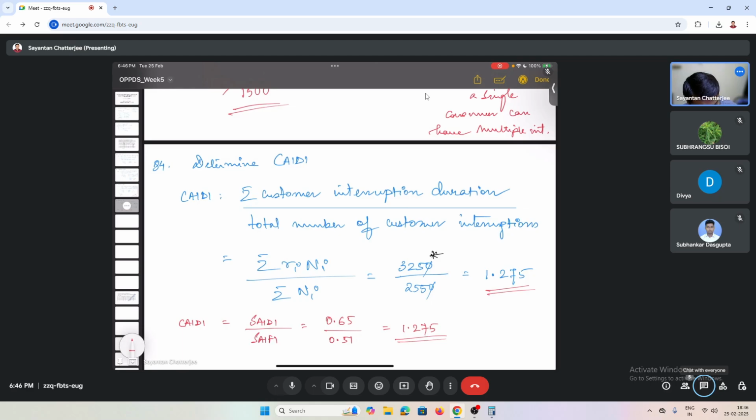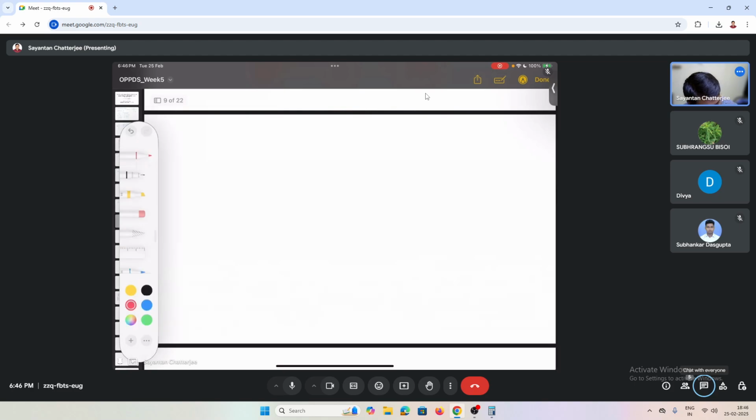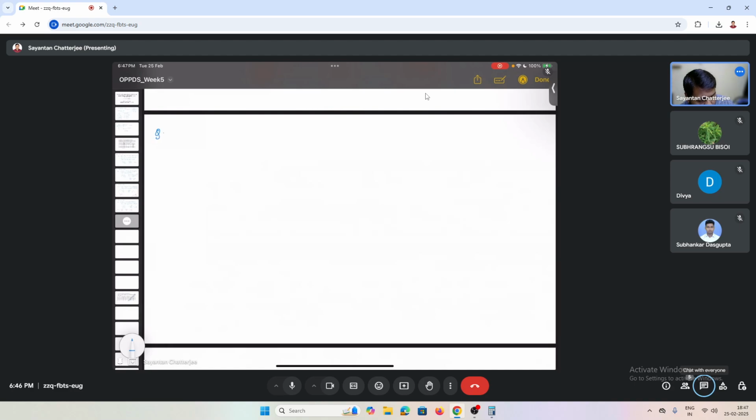Question 5 is determine ENS. This is question number 5. ENS is an important index which is also known as energy not supplied. Okay. So, ENS means energy not supplied. So, what is ENS?